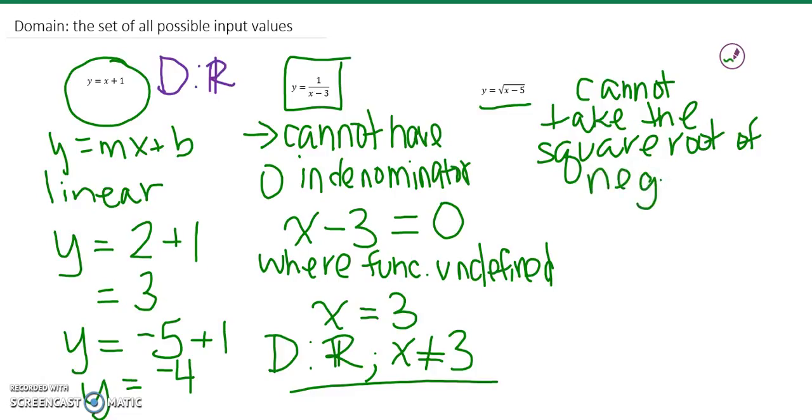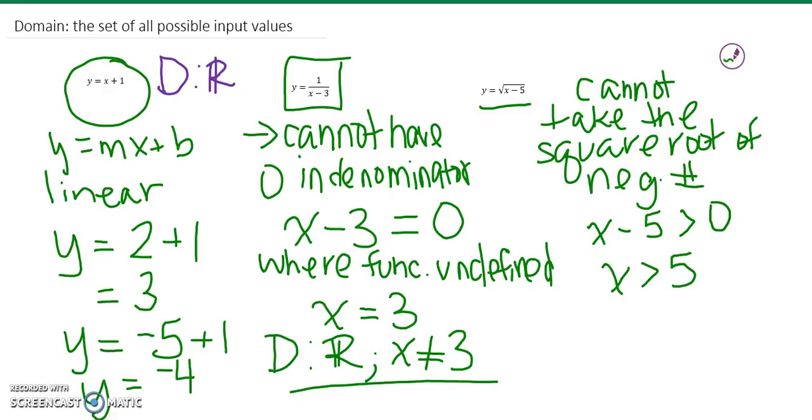To solve for this, we want to set what is underneath the radical, x minus 5, to be greater than 0. Isolating x, we have x must be greater than 5. To check our answer, we ask, can x equal 0?